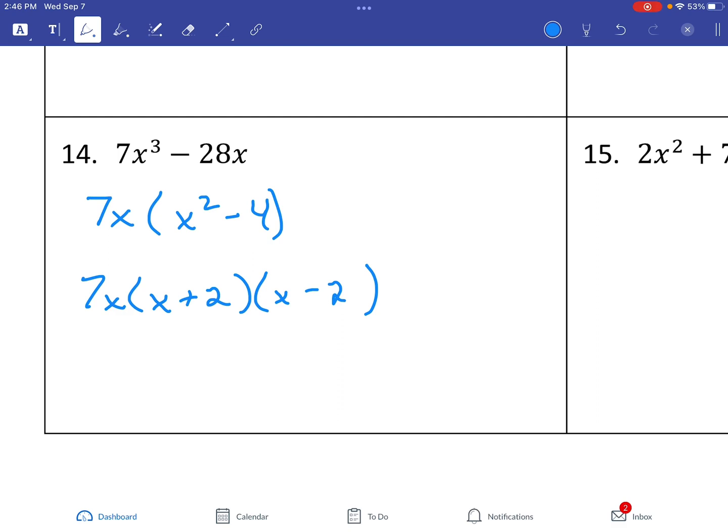A lot of people I keep seeing try 4. Well, 4 times 4 is 16. 4 times 4 does not equal 4.